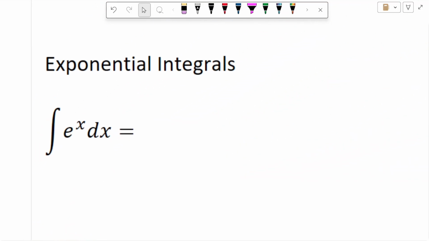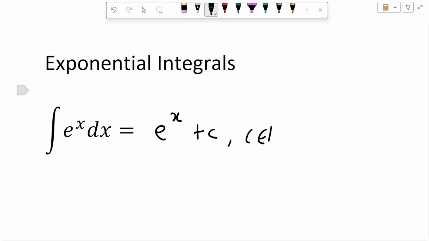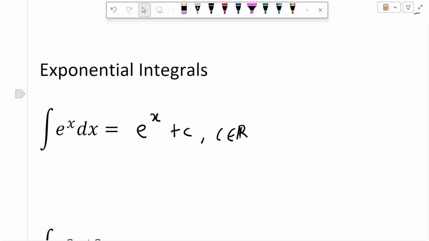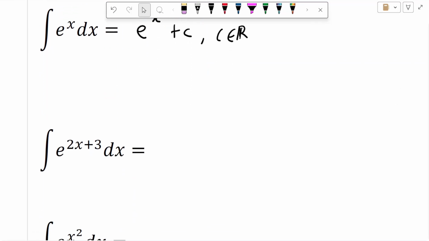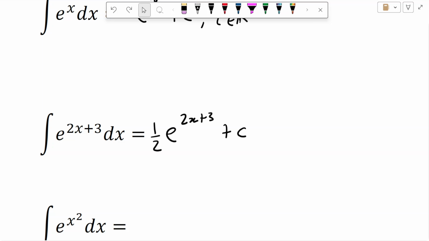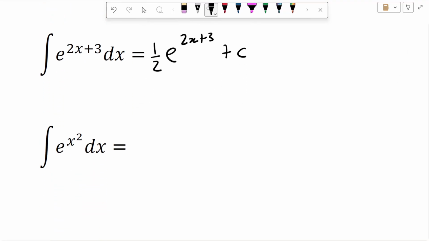Okay, e to the x. So the integral is e to the x. Now that's a direct rule, but if you remember, the derivative of e to the x was e to the x. So the integral doesn't change much. This becomes e to the 2x plus 3 times a half out the front. So you divide by the number that's with the x there. Now, again, this only works nicely if the thing up on top of this e is a linear function, like 2x plus 3. E to the power of x squared is actually impossible.